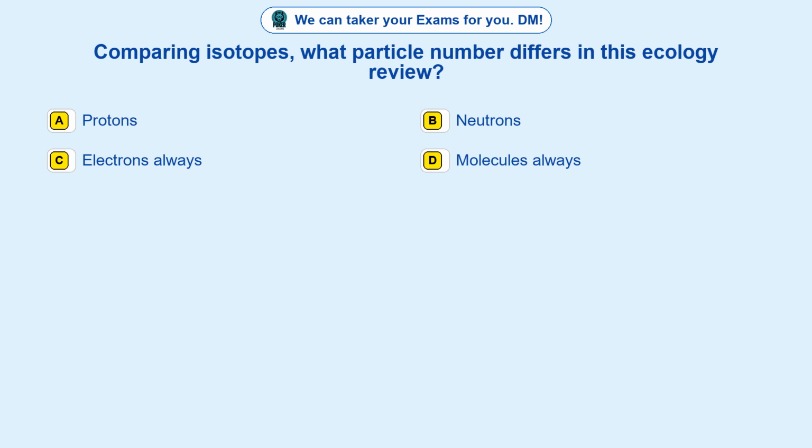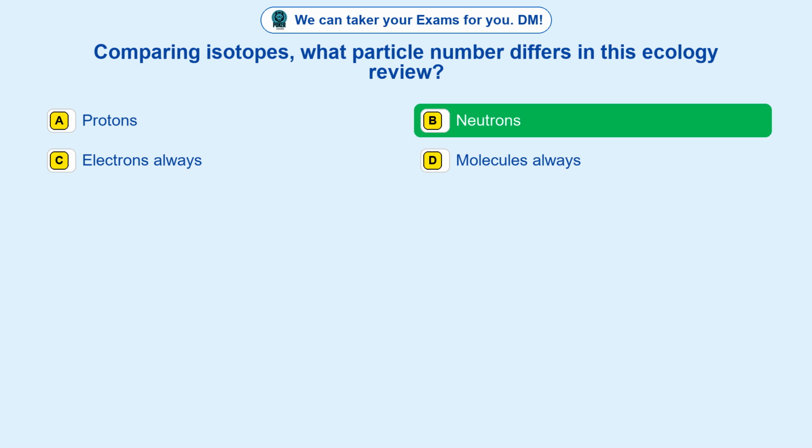Question 42. Comparing isotopes, what particle number differs in this ecology review? Option A, protons. Option B, neutrons. Option C, electrons always. Option D, molecules always. The correct answer is option B, neutrons.